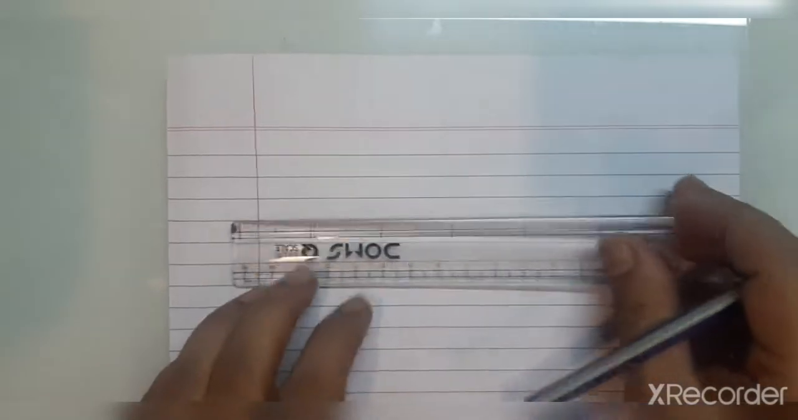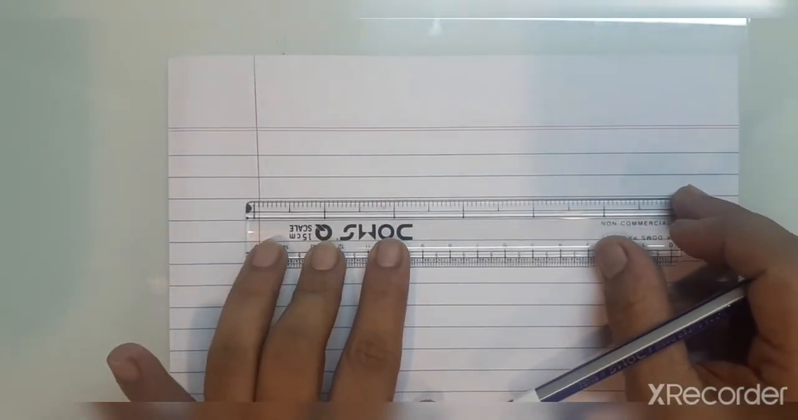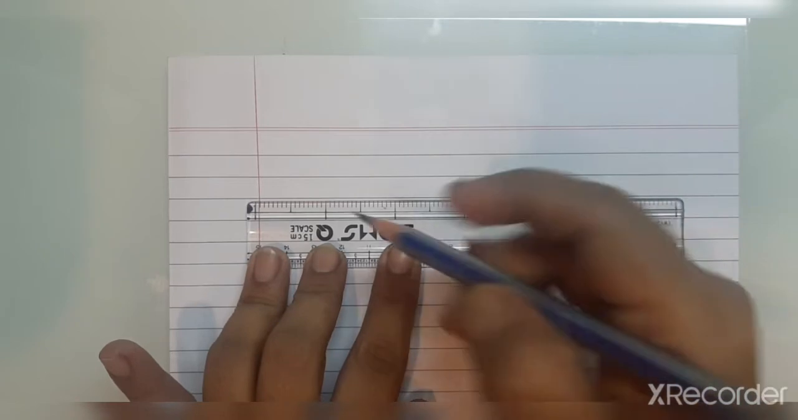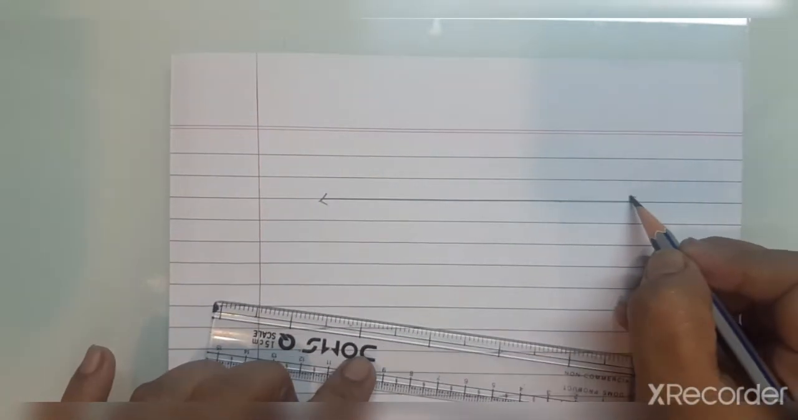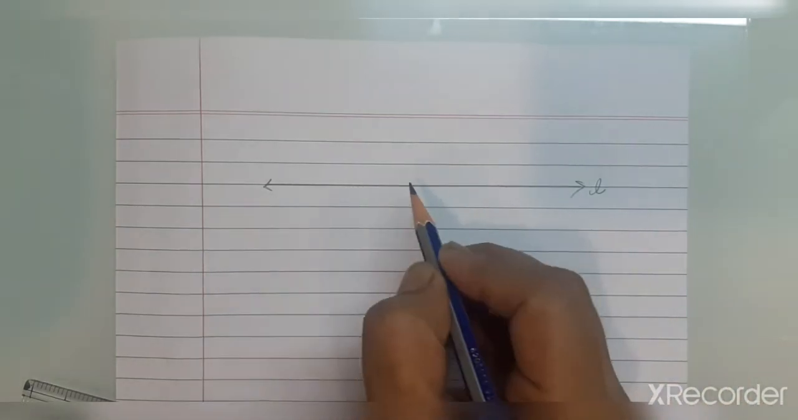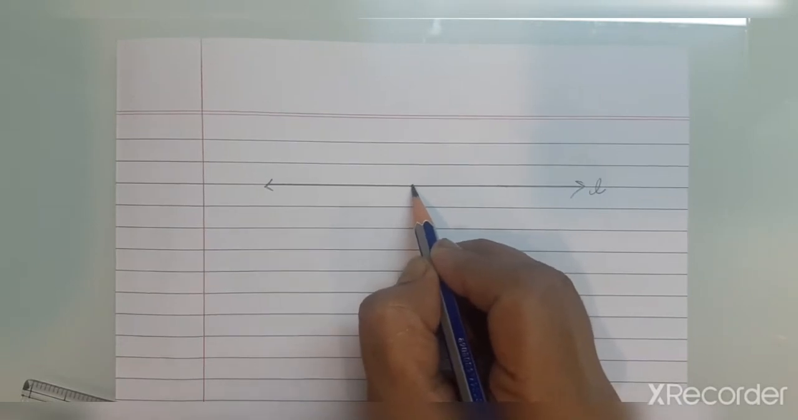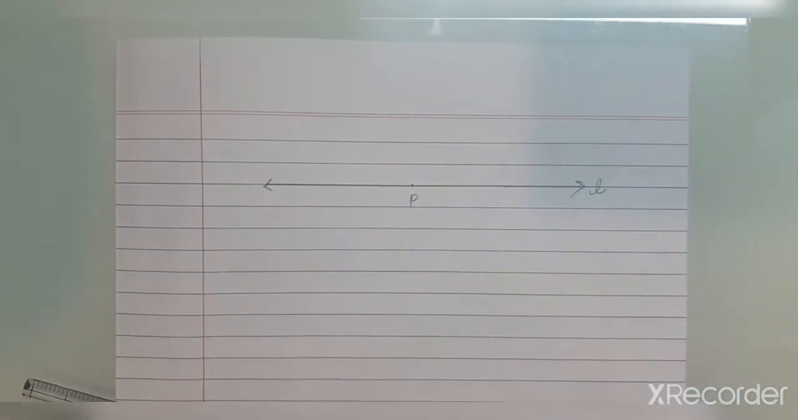As it is told, we have to take a line L. We take a scale and a pencil and we draw this line. The name of the line is given as line L. Now we have to take any point P on it, anywhere. Try to take it somewhere in the center so that it is easy for you when you are using the compass.